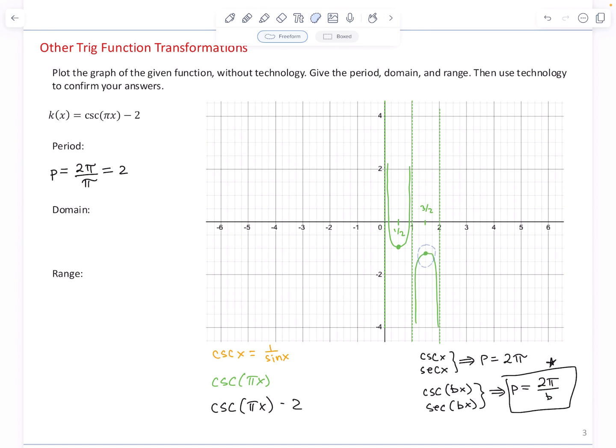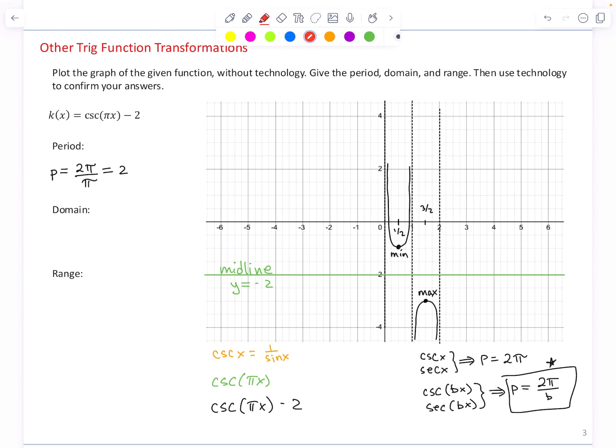And this will shift down 2. This point here we refer to as a min because it is the lowest point of its cup shape. And this point here we'll refer to as a max because it is the highest point of its cup shape. There is still a midline, and the vertical shift down 2 moved the midline from the x-axis to this position, whose equation is y equals negative 2.